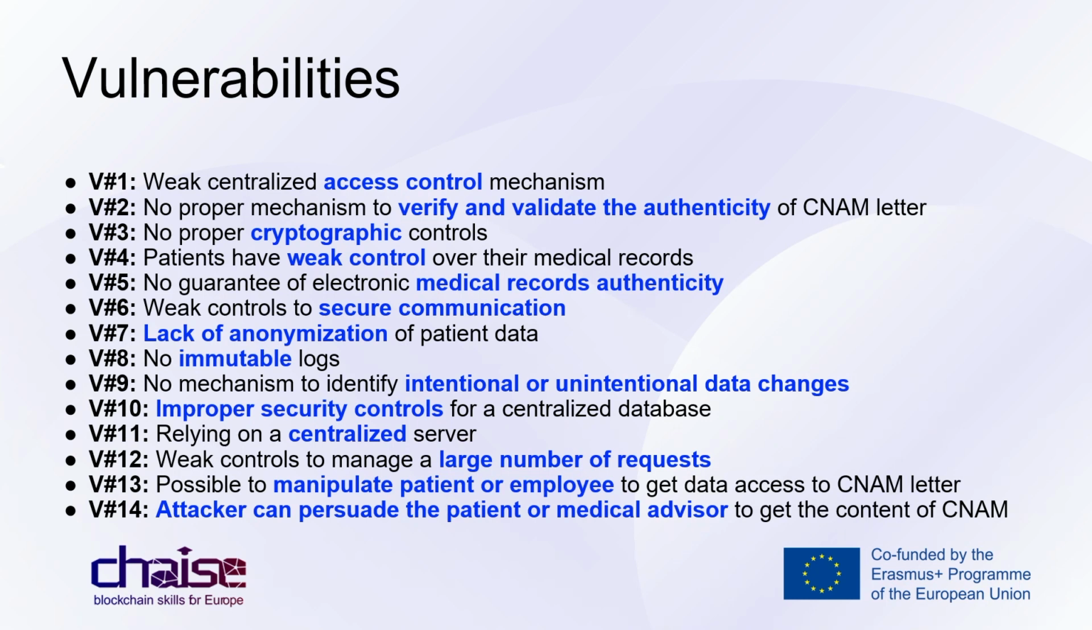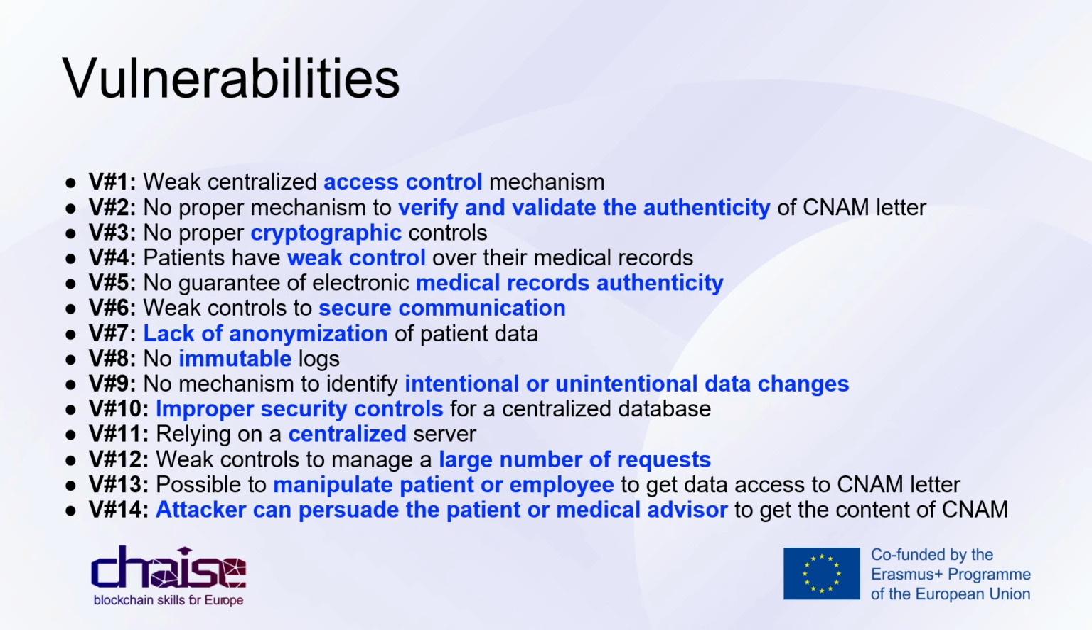Vulnerability 6 is related to weak controls to secure communication. Vulnerability 7 is related to lack of anonymization of patient data, because the patient data in the databases is stored according to the identifiable information of patients. So, anybody, either from the hospitals or other research institutions, or an attacker, can get their hands on the data of patients, and then they can recognize which data belongs to which patient.